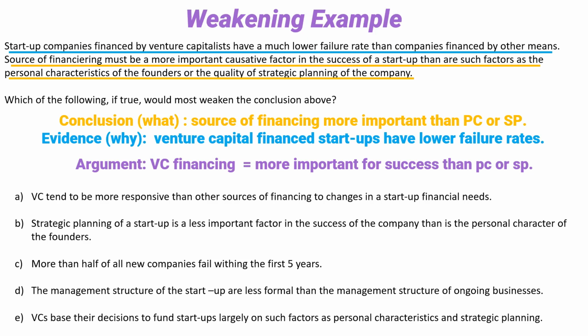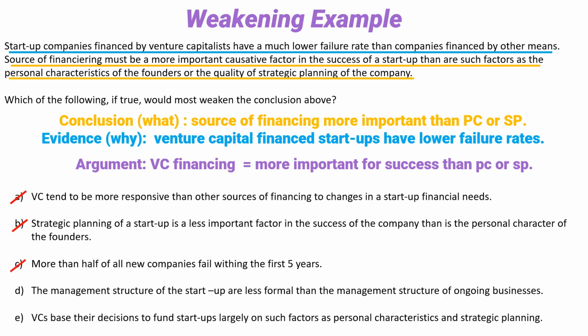Now, we're in a weakening question, so we're looking for an answer choice that says something like, oh, VC financing is not more important than the personal characteristics of the founders or the strategic planning. Basically, the success of the startup isn't really just all about the financing. Well, let's see if we get an answer choice that says that. Well, A is out. A says that it really is all about the financing. A goes in the wrong direction. We're in a weakening question, so we want to find an answer choice that says it's not really all about the financing. Now, B is out because it's not between personal characteristics and strategic planning, it's between financing and the personal characteristics and strategic planning.